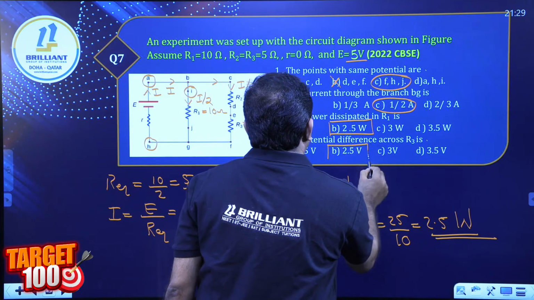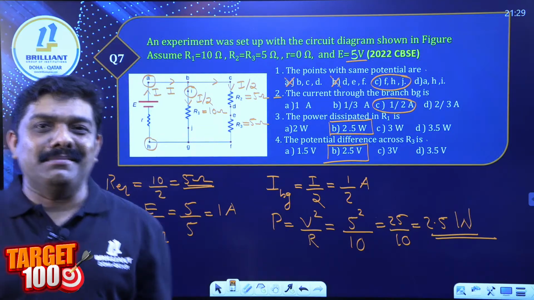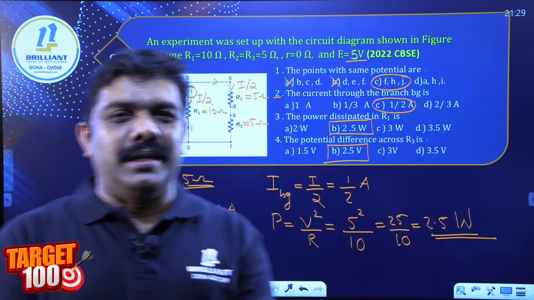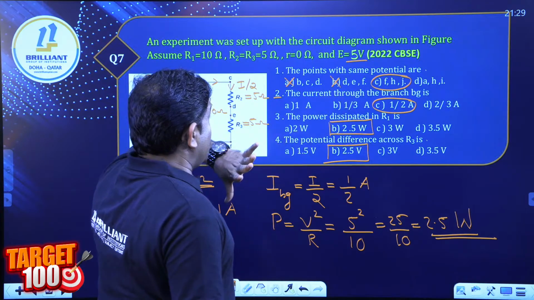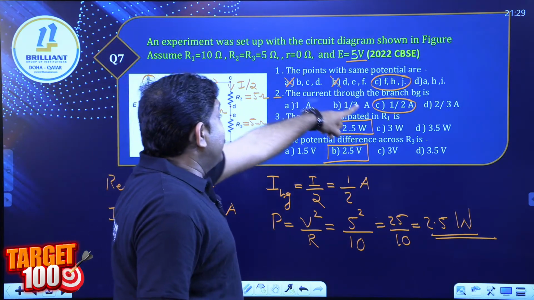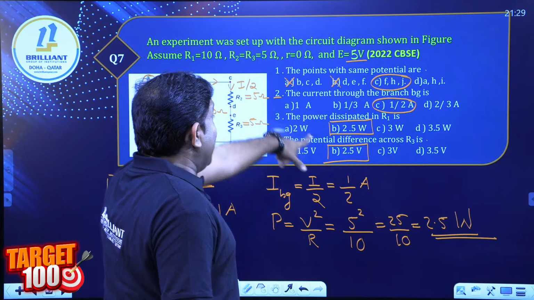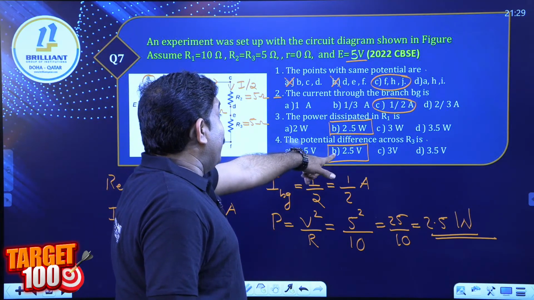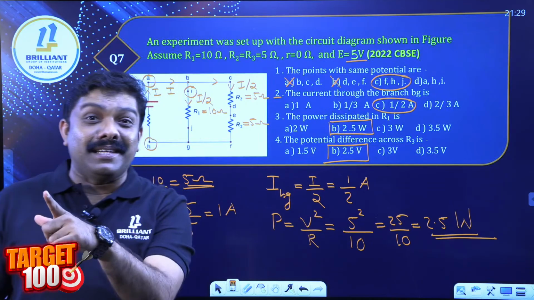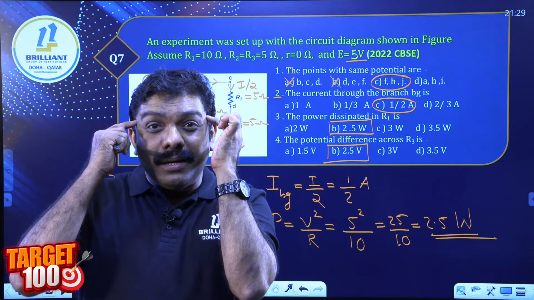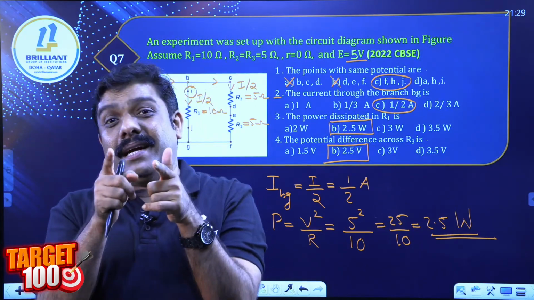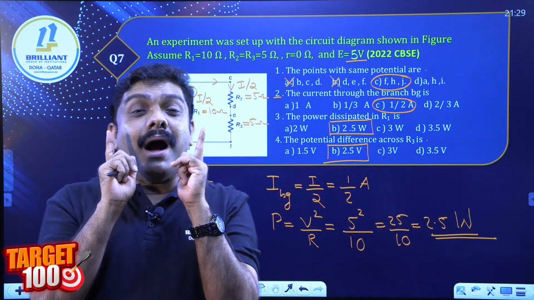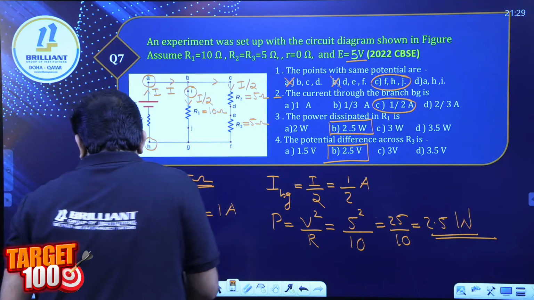This is the case study question from the last board examination. So we cracked that question, a simple circuit question only. We found which points have the same potential, what is the current through the branch BG, what is the power, and the potential difference across R3 also. Keep in mind, potential difference means voltage V we are calculating. V equal to IR, the current flowing through that.